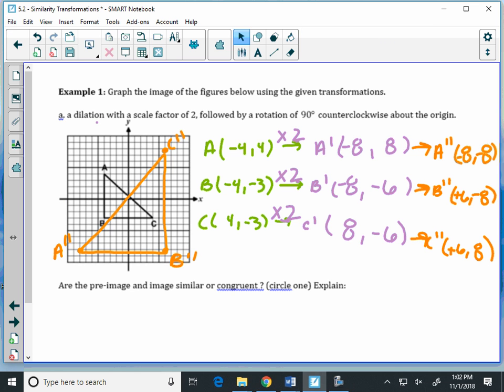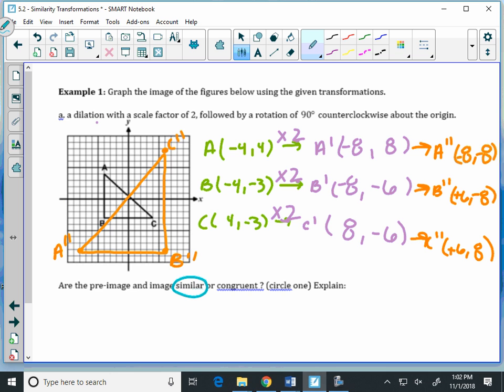Are the pre-image and image similar or congruent? Good. How did you know they were similar? One's obviously a lot bigger. Good. One's bigger, one's smaller. But just because they're different sizes doesn't necessarily make them similar. What specific thing did we do?